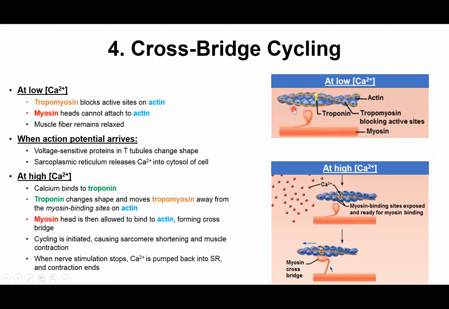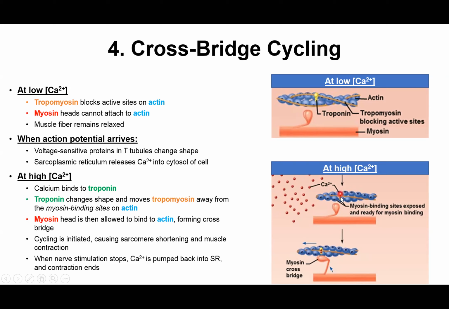When an action potential arrives and the voltage sensitive proteins in those T tubules change their shape, that causes the sarcoplasmic reticulum to release calcium into the cytosol of the cell. Now we have a high intracellular calcium concentration. Okay, so now we have a lot of calcium over here. Calcium is going to bind to troponin, which are the little yellow structures that you see here.